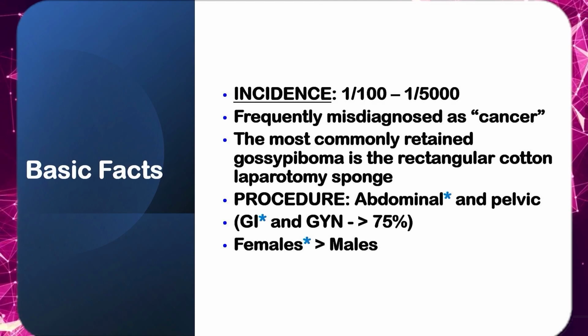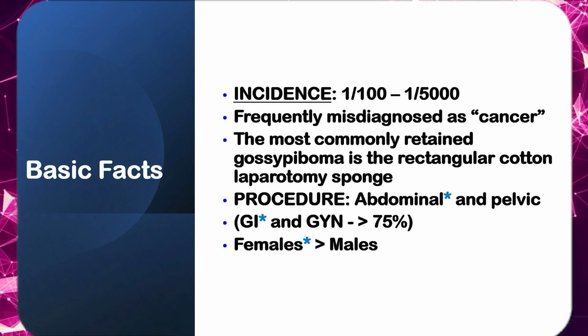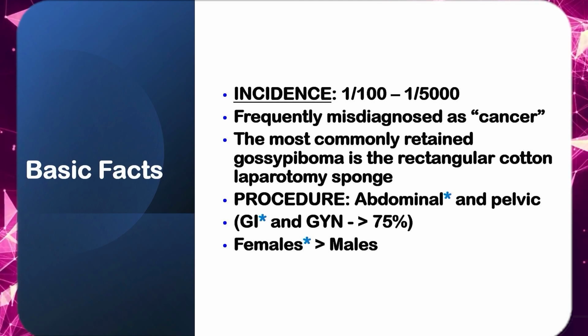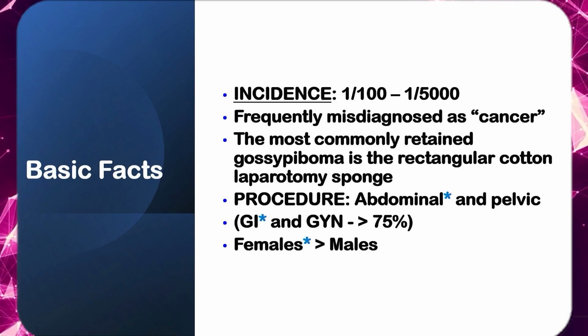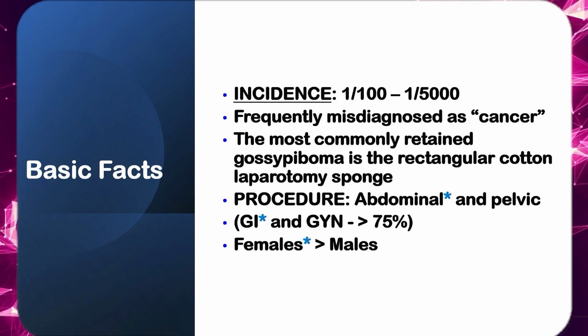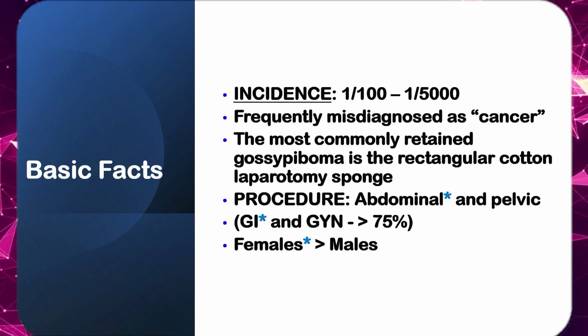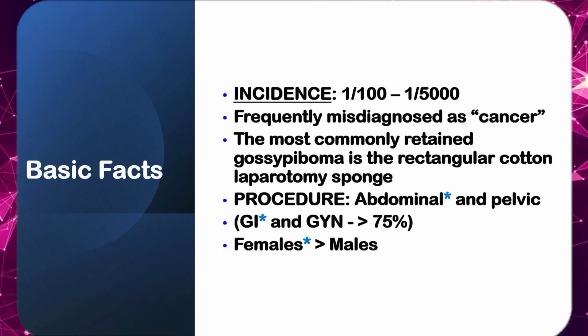So that's a gossypiboma. Its incidence is not trivial. In 1 in 100 to 1 in 5,000 surgeries, you have a gossypiboma. It's frequently misdiagnosed as cancer, especially on imaging. And the most commonly encountered gossypiboma is the rectangular cotton laparotomy sponge. It's more common in abdominal procedures.